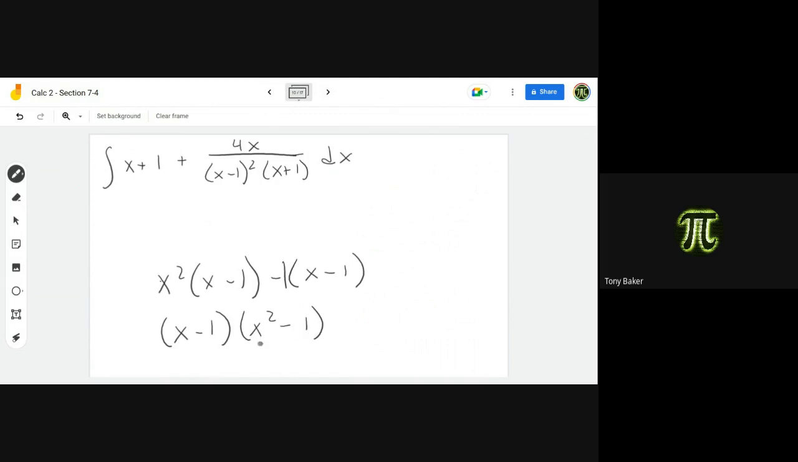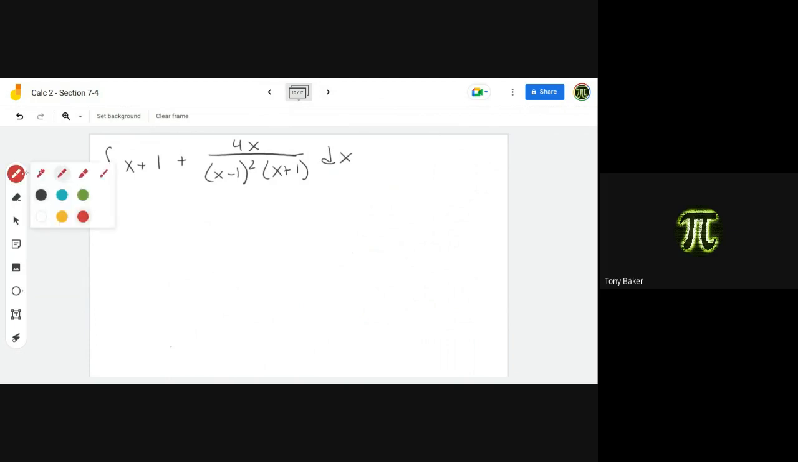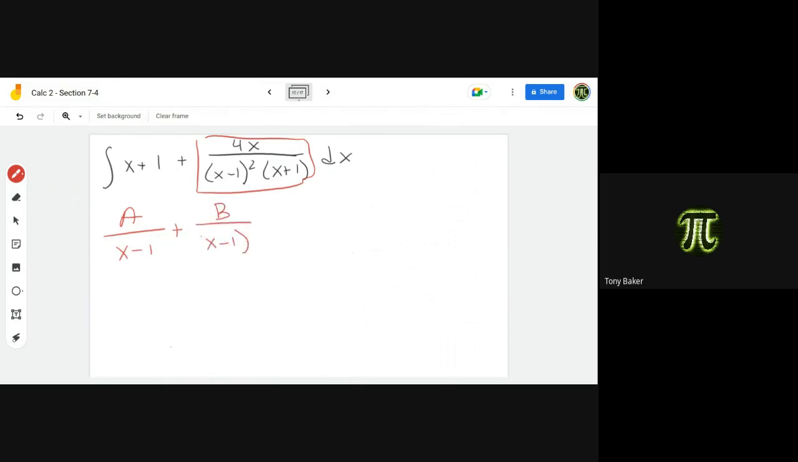Because remember this piece right here, that's (x minus 1)(x plus 1), the difference of squares. So that's where I get (x minus 1) squared times (x plus 1). So that's my new integral. I can ignore these two things for right now and just focus on that, because I can do the integral of x and the integral of 1 fine. So I don't have to worry about those. I'm going to rewrite this as A over (x minus 1) plus B over (x minus 1) squared plus C over (x plus 1).